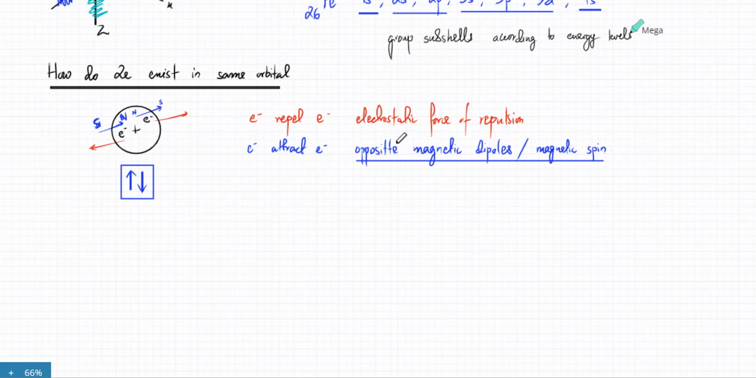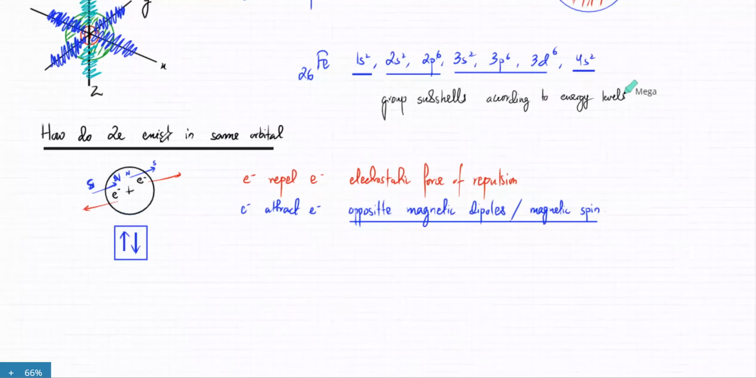Opposite magnetic fields will attract. So electrons, if they are in the same orbital, would always have opposite magnetic fields, opposite magnetic dipoles, which is why they're able to overcome the force of repulsion.